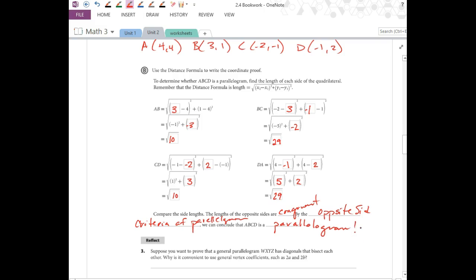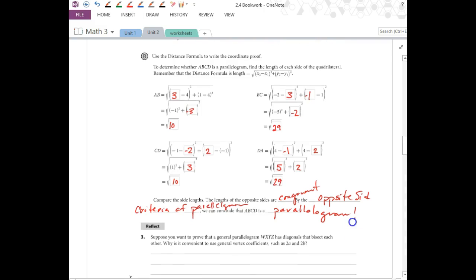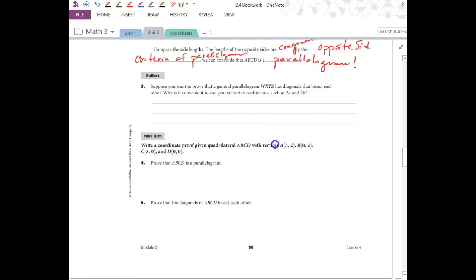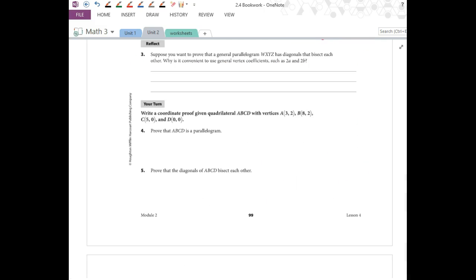Sweet. Okay, so 2 ways to prove that we have a parallelogram. What are the 2 ways? Okay, so 2 sets of opposite congruent sides, or the other way you can prove a parallelogram is opposite slopes. 2 sets of opposite slopes are the same. Reflection, got it. Okay, so now we're going to do the same thing, but now not so set up. So we have to prove that ABCD is in fact a parallelogram.